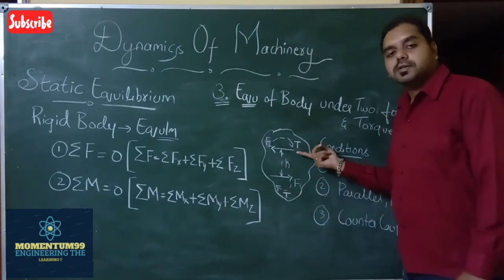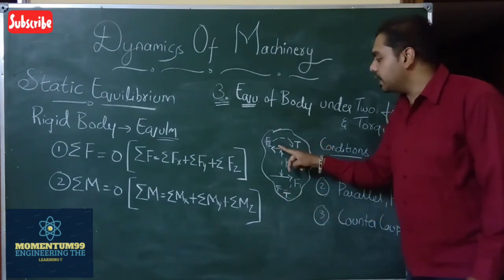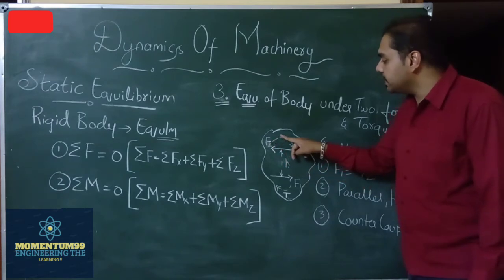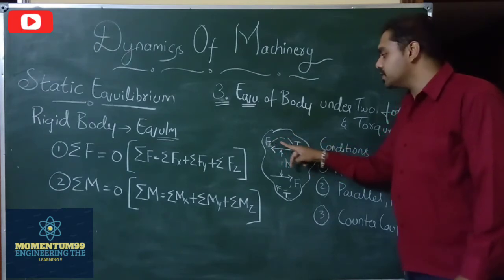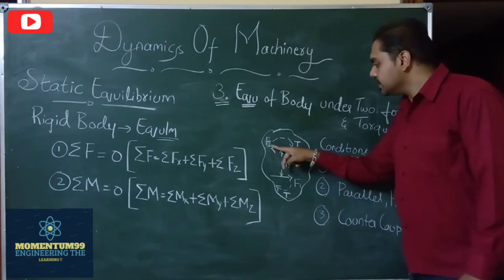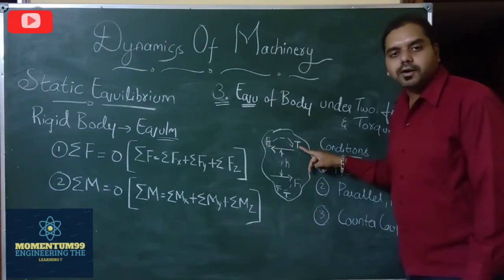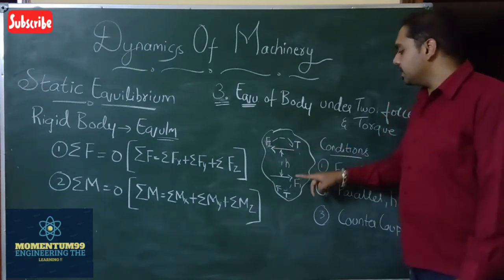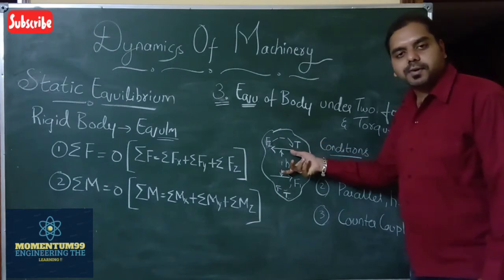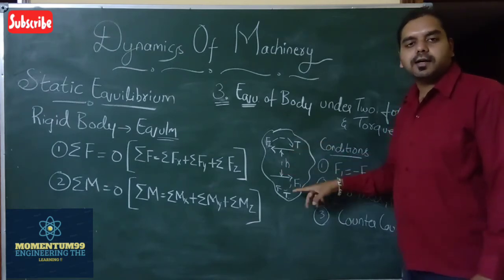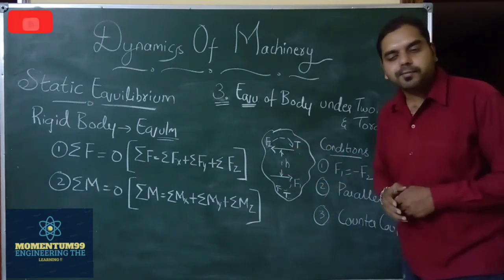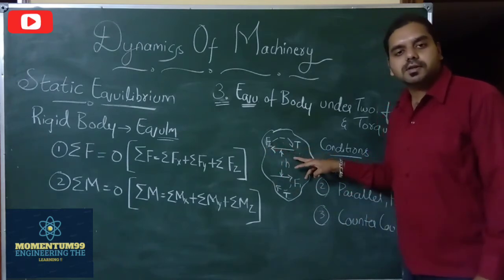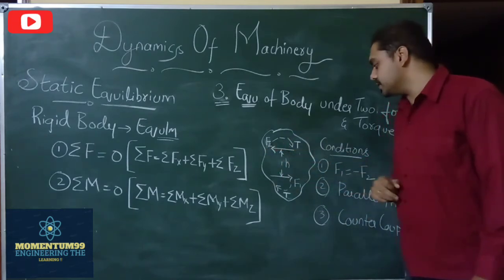Similarly, because of the application of the force F2, we have the generation of a couple, a torque, in the opposite direction, acting on the same line of action of F2, denoted here by T. So F1 and F2 are separated by a distance h, and the T's are nothing but the torques generated at the lines of application of the forces F1 and F2.